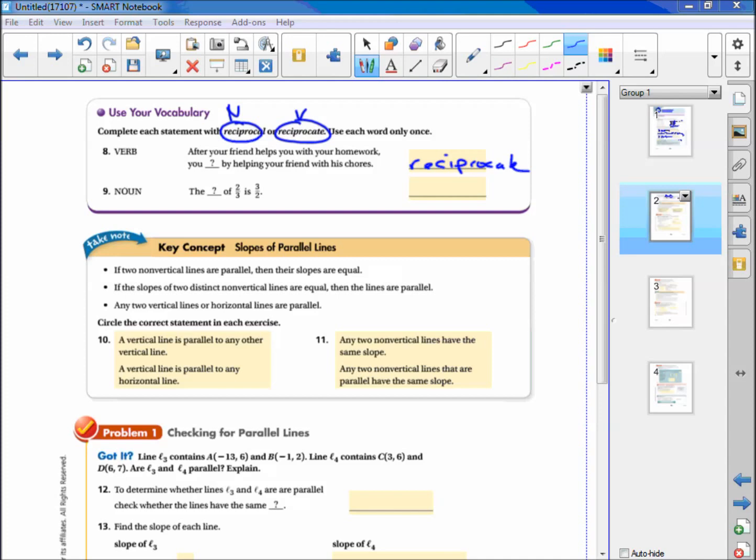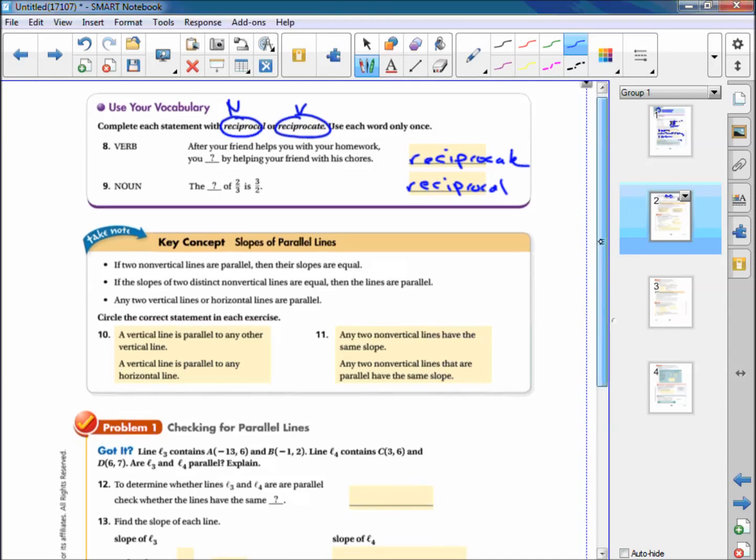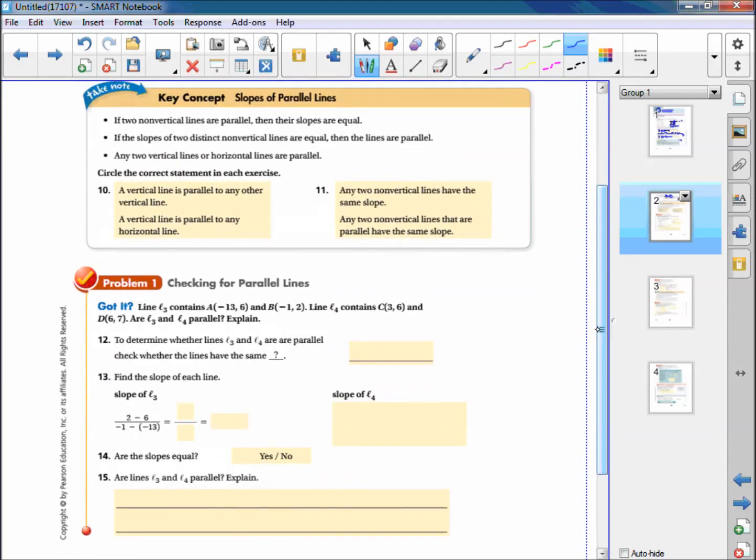All right. So then the noun here, the reciprocal, also flipping around. Of 2/3 is 3/2. So the reciprocal is to flip the fraction upside down. Remember, the fraction doesn't have a bottom. The bottom is really 1.